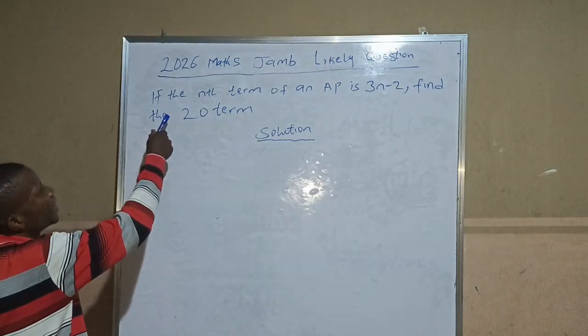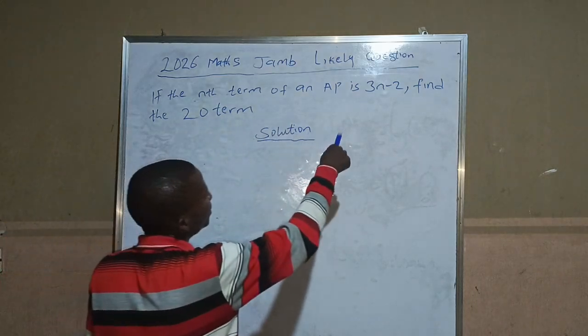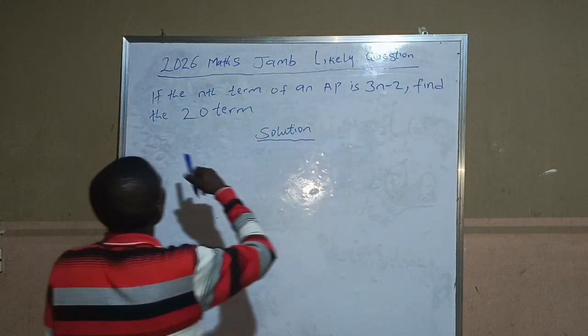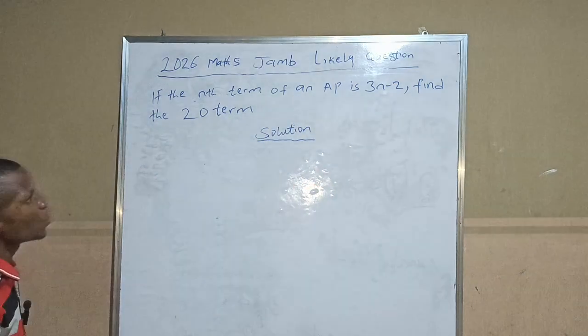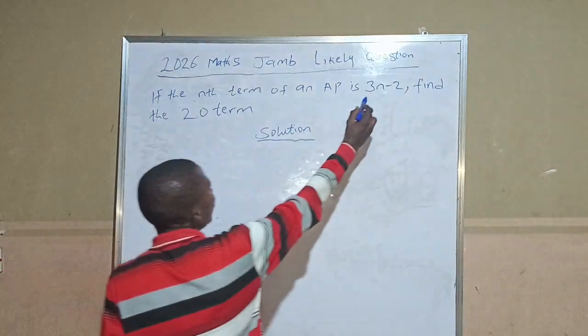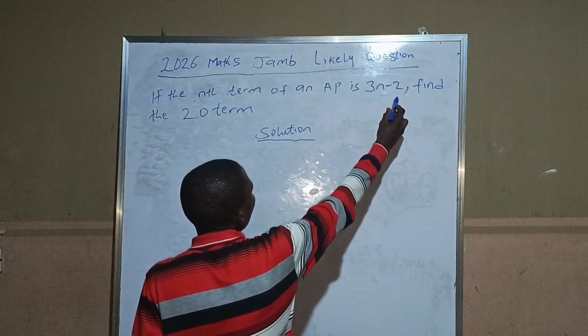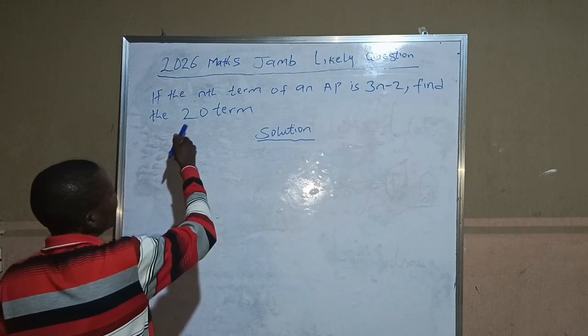Now the question says, if the nth term of an AP is 3n minus 2, find the 20th term. So you are given this as your nth term of the AP, and you are now asked to find the 20th term.